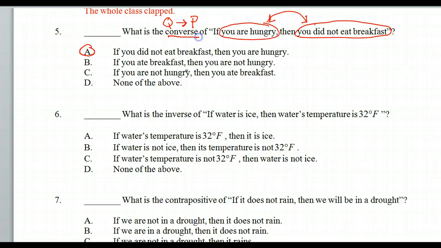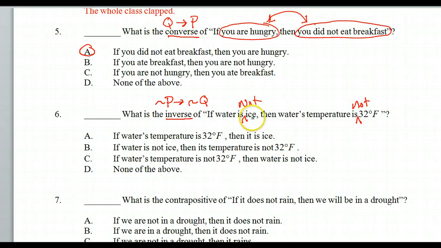Alright, let's look at number 6. Okay, that was the converse. So in number 6, we're talking inverse. Remember, the inverse is the one where we just negate. So if not P, then not Q. If water is ice, then the water's temperature is 32 degrees. So it should be something like if water is not ice, then the water's temperature is not 32 degrees. But we don't reverse anything. We just put a not in there.